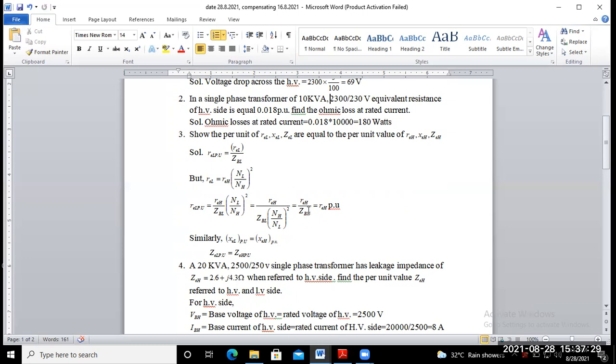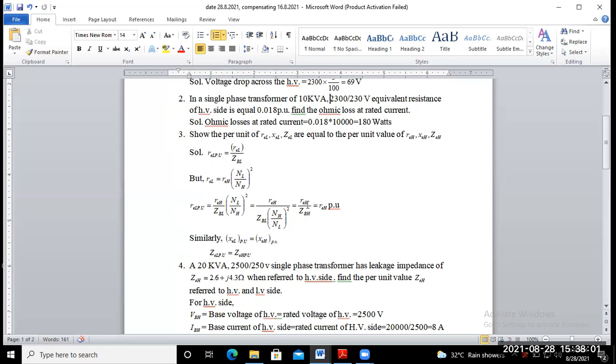Okay, so this one becomes nothing but REH divided by ZBH. This is nothing but REH in per unit, that means equivalent resistance in per unit. Is it not? Because this one is the ratio of equivalent resistance on the high voltage side divided by the base impedance of the high voltage side. That means REH by ZBH equals REH in per unit.